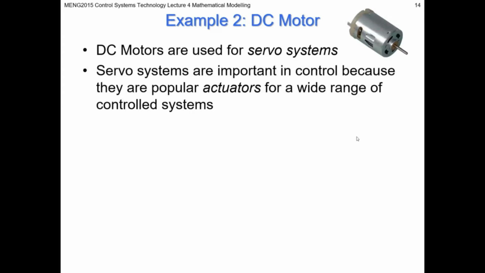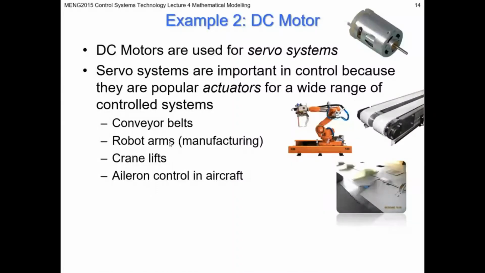As I said, DC motors are used for servo systems, usually speed control. When talking about a servo, it tends to be speed control as opposed to a stepper motor, which is usually used for position control, or to move a device to a specified position. And they are popular actuators. So here are some examples of where you'd find servo motors or DC motors in actual devices. And like I said, they're pretty much ubiquitous.